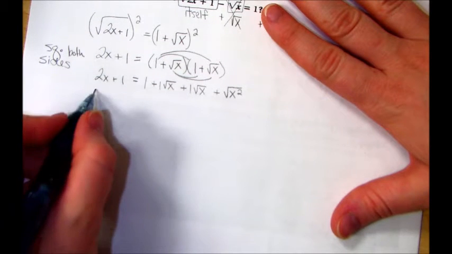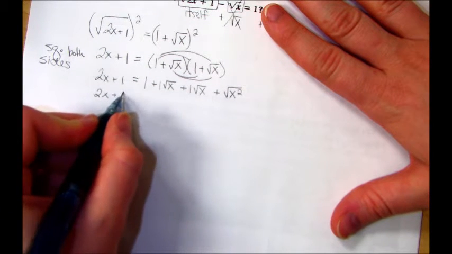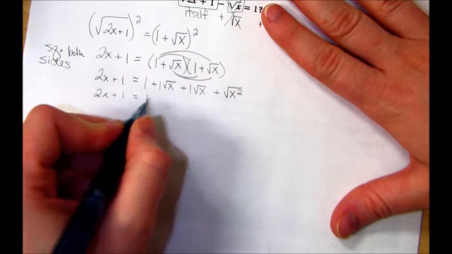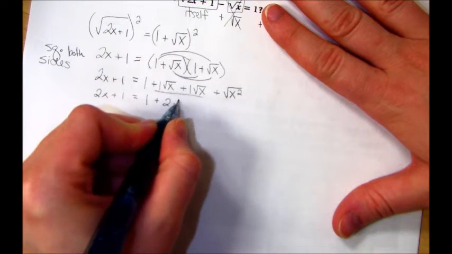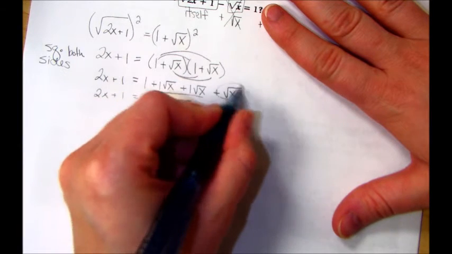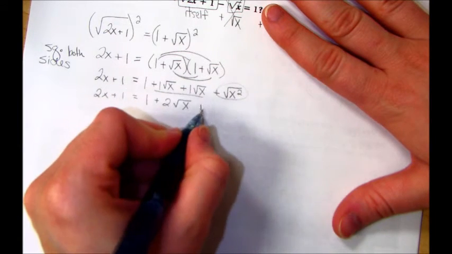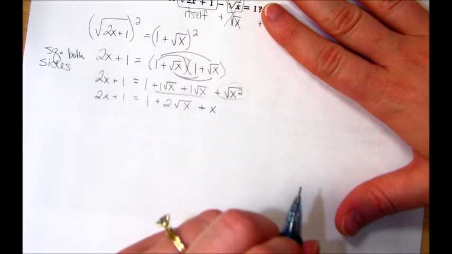Now it's time to simplify. This side remains 2x plus 1. This stays a 1. These two get put together to become 2 square roots of x when you combine your like terms. And this is just x because you have enough x's to pull 1 out.